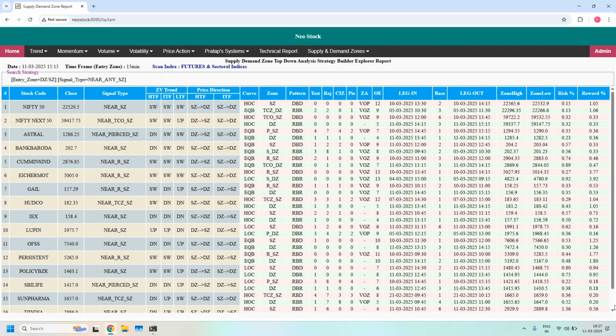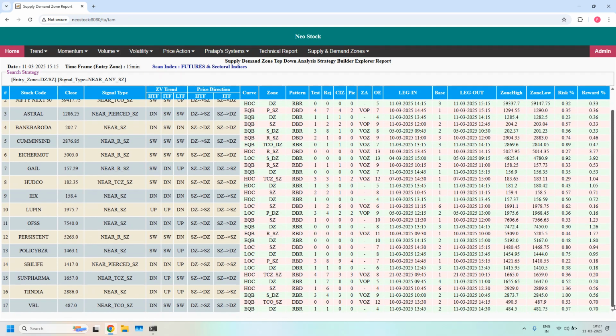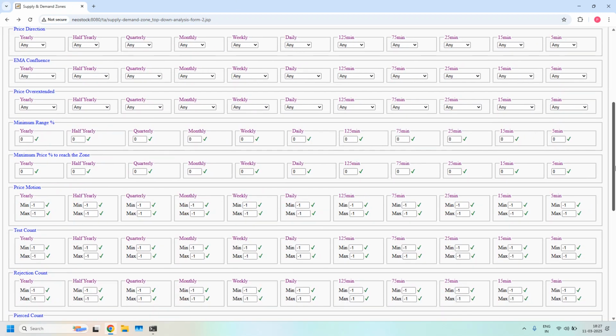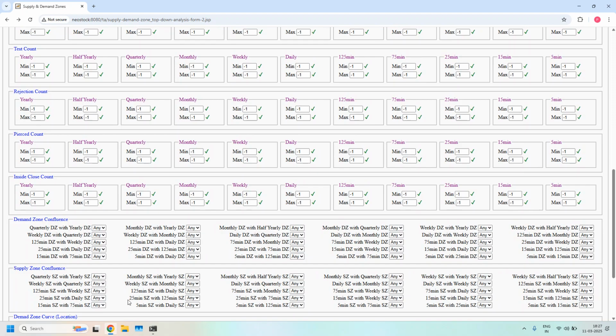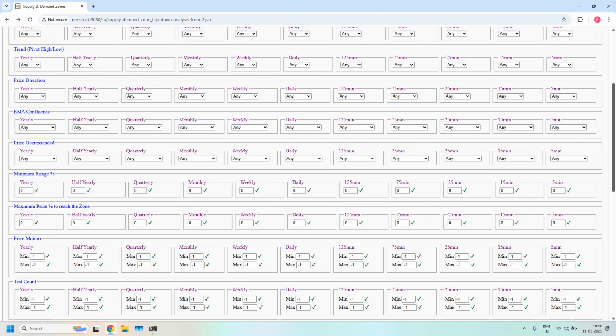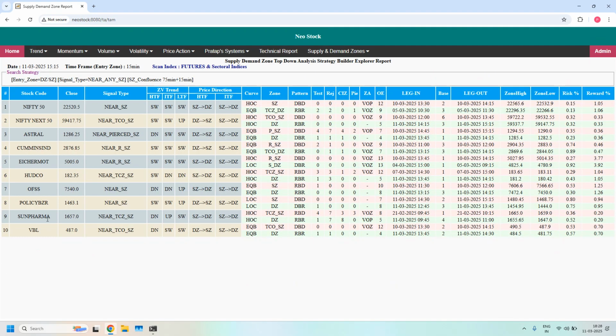Scrolling the list down. So total 17 stocks are filtered. Let us verify out of these 17 how many are having ITF supply zone confluence. That is 15 minute supply zone with 75 minute supply zone confluence. I am enabling the filter. With this filter, out of 17, the list has come down to 10 stocks. Out of these 10, few are pierced supply zones. We have to ignore them. 3 stocks we identified. Okay, this is about 15 minutes time frame.